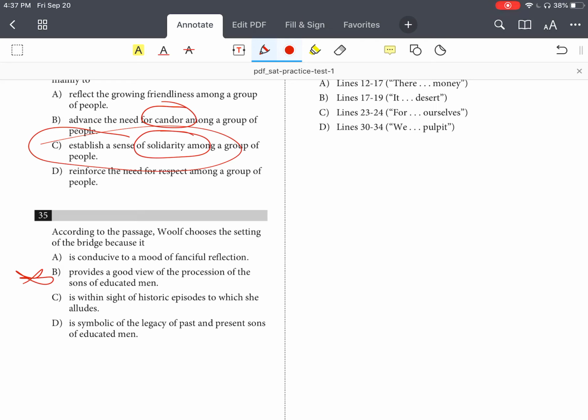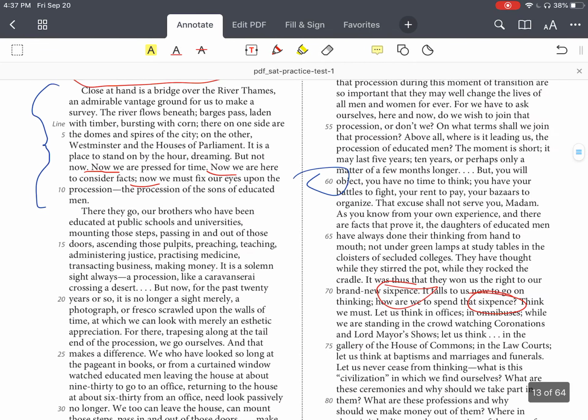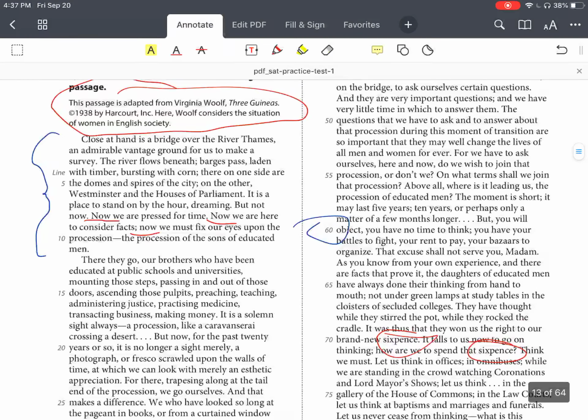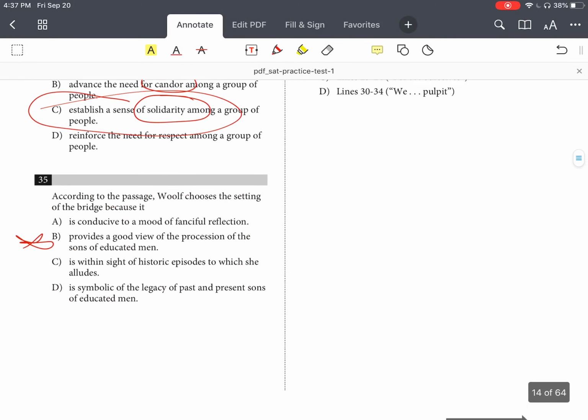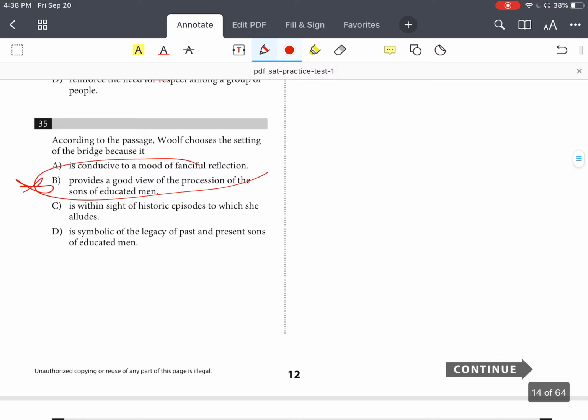So C is the distractor answer, because at the beginning of the passage, Woolf mentions historic, maybe not events, but historic locations. But at the beginning of the passage, she says that the bridge on line 6, it is a place to stand by the hour dreaming, but not now. Now we are pressed for time. And then in line 9, now we must fix our eyes upon the procession of the sons of educated men. So the answer to 35 is indeed B. Even though it seems hyper-specific, it's the correct answer.